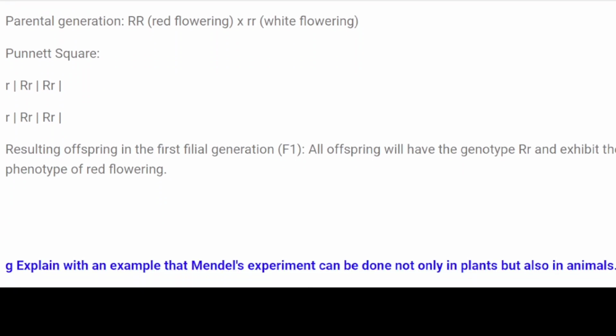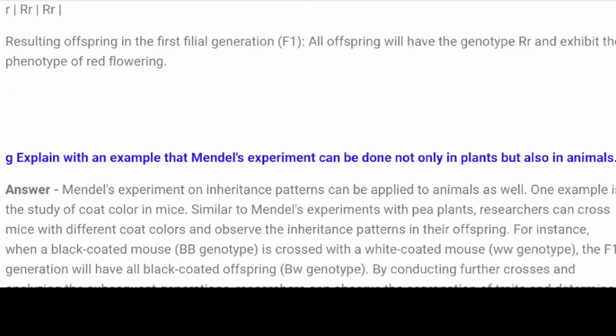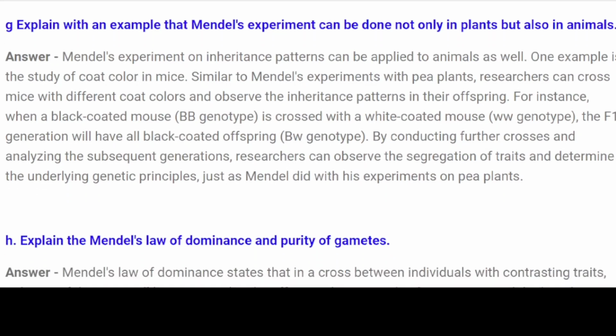Resulting offspring in the first filial generation, F1, all offspring will have the genotype Rr and exhibit the phenotype of red flowering. G. Explain with an example that Mendel's experiment can be done not only in plants but also in animals. Answer: Mendel's experiment on inheritance patterns can be applied to animals as well.